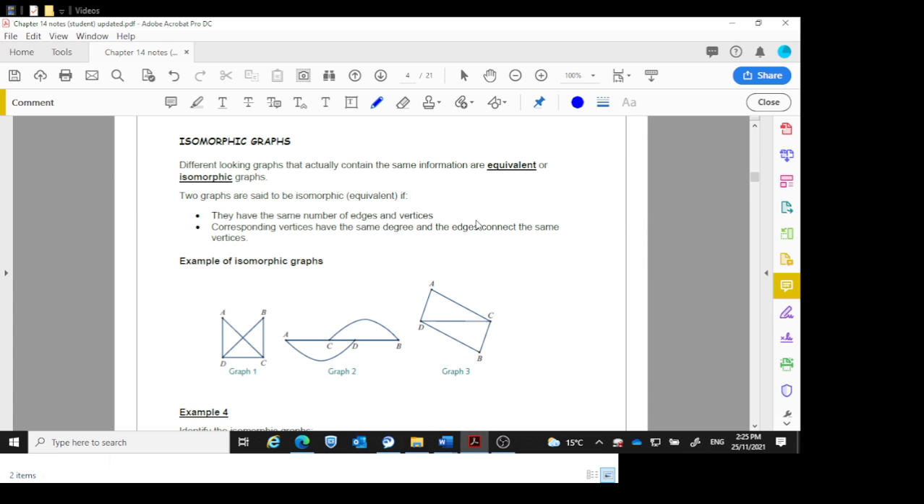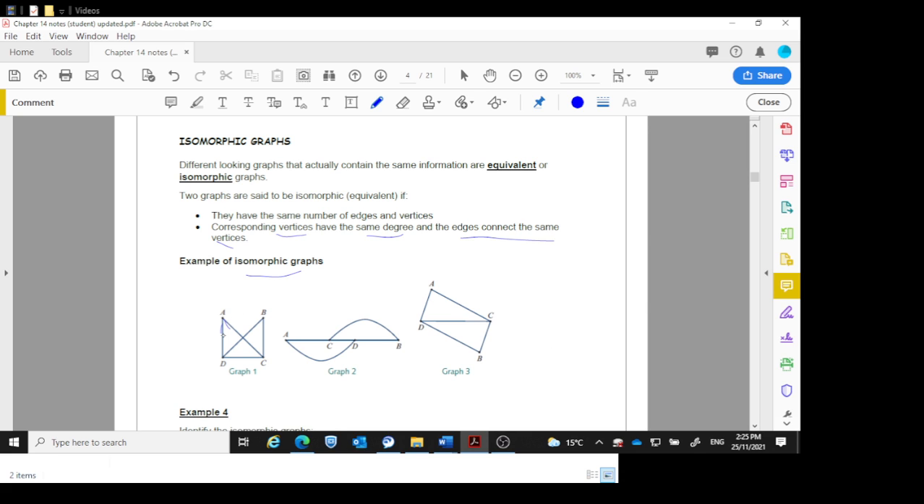Isomorphic graphs. They are graphs that are exactly the same but look different. So they're equivalent graphs. They've got the same number of edges and vertices. The corresponding vertices have the same degree and the edges connect to the same vertices. These are examples of isomorphic graphs.